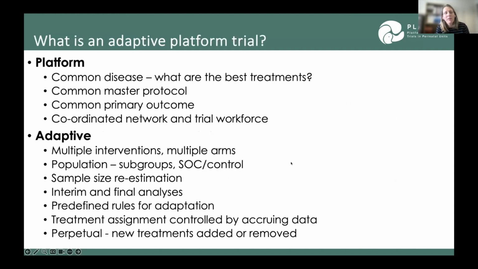So what is an adaptive platform trial? Well, there's sort of two parts to it, and I'll flip them to being a platform adaptive trial rather than the other way around, because I think that just makes a little bit more sense to start with. But the platform as the trial is what you put in place to allow you to run the multiple adaptations.